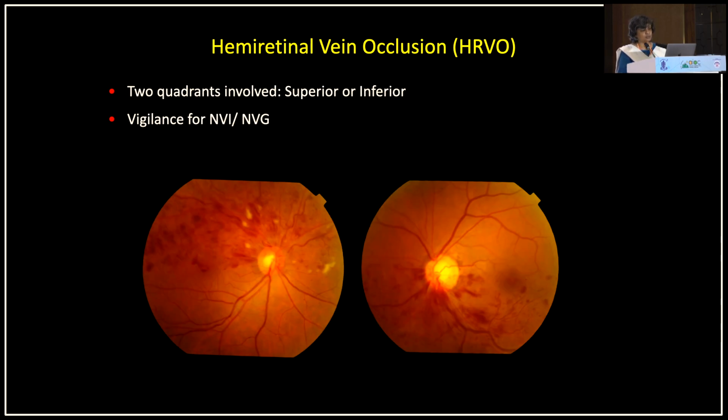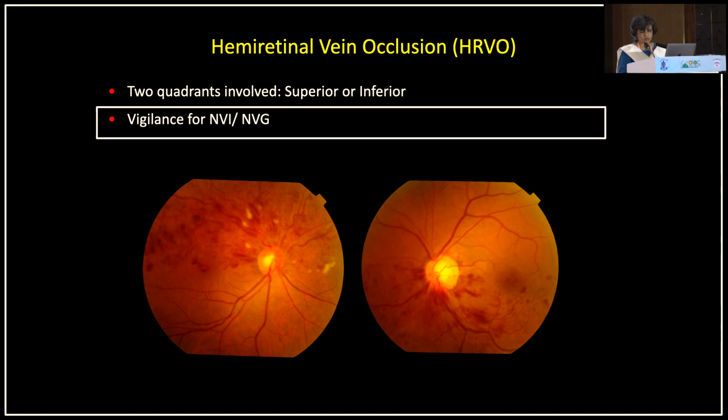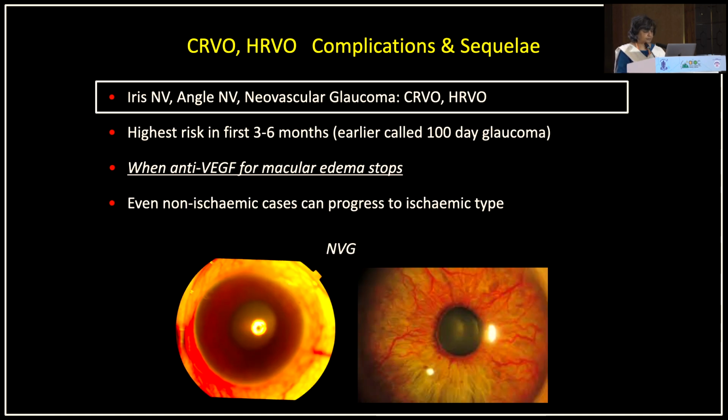Hemiretinal vein occlusions, with only 2 quadrants involved, still require vigilance because of the relatively larger extent of involvement. As I mentioned, extreme vigilance for iris new vessels. The highest risk used to be in the first 3 to 6 months earlier, but now the risk comes when anti-VEGF injections are stopped for the macular edema. That could be even a year or 2 after the onset of disease. And non-ischemic cases are also not safe because they can progress to ischemic type in the natural history.